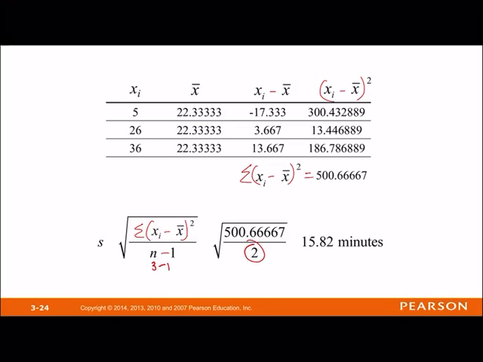So when you divide that 500.66667, divide that by 2 first, then take the square root of that answer, and you should get an answer of 15.82 minutes. Okay, and then we're going to do the same thing that we did with that original problem. We're going to do the computational formula. And again, you're going to see that you get the same exact answer.